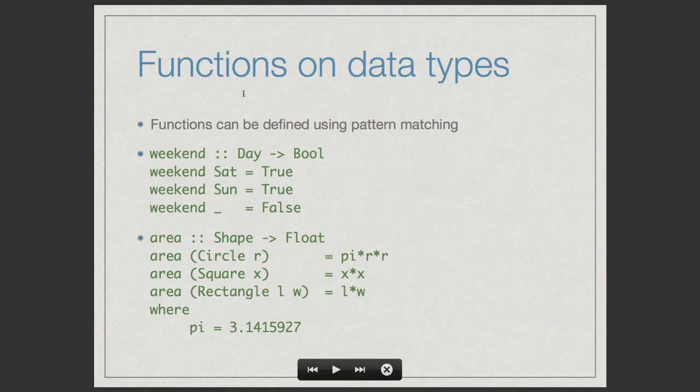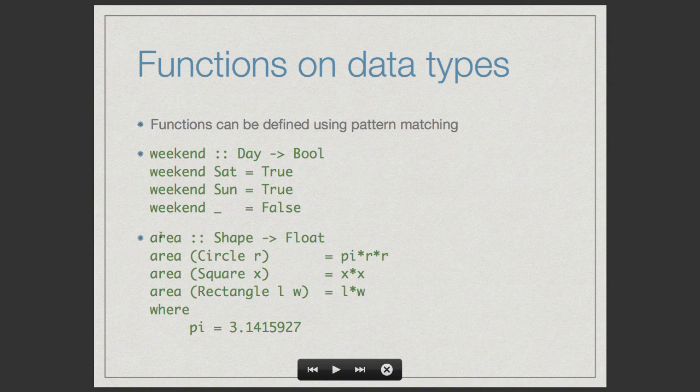You can define functions on user-defined data types in the usual manner. Here are some example functions defined using pattern matching. For instance, you can define what a weekend is. Weekend is a function from Day to Bool, and here is the definition: weekend of Saturday is True, weekend of Sunday is True, and weekend of anything else is False.